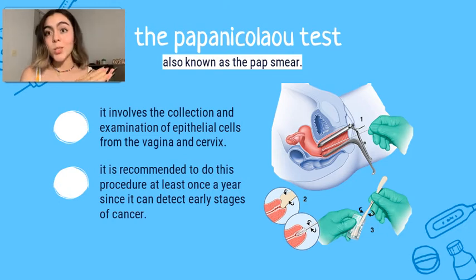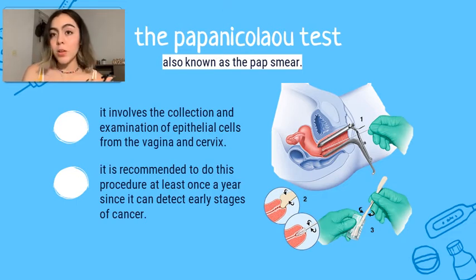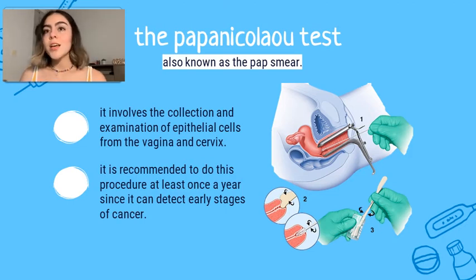So now we want to talk about a test which is closely related to it, the Papanicolaou test, which involves the examination and collection of epithelial cells from the vagina and cervix. This procedure is recommended to do at least once a year since it is capable of detecting early stages of cancer, so they can be treated as soon as possible.